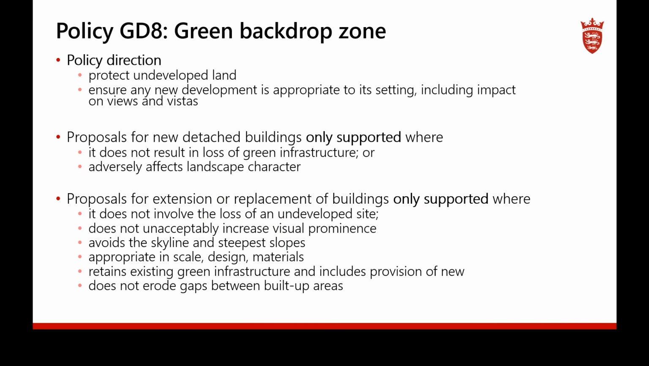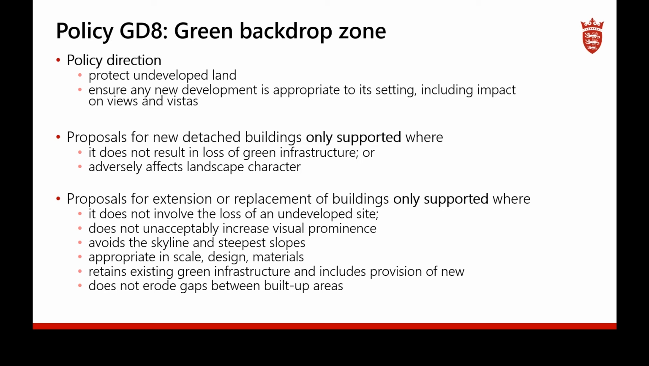In terms of the policy direction, one of the key objectives of this policy is to protect as far as possible that green backdrop, and to ensure that any development that takes place there is appropriate to its context, so that it respects the landscape context of the escarpment. This policy seeks to ensure that we manage the impact of new development on the green backdrop zone.